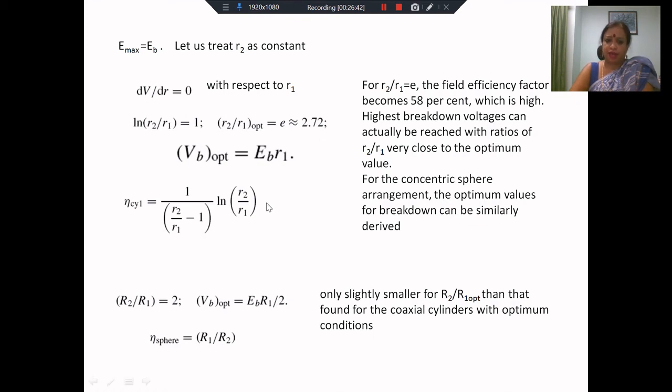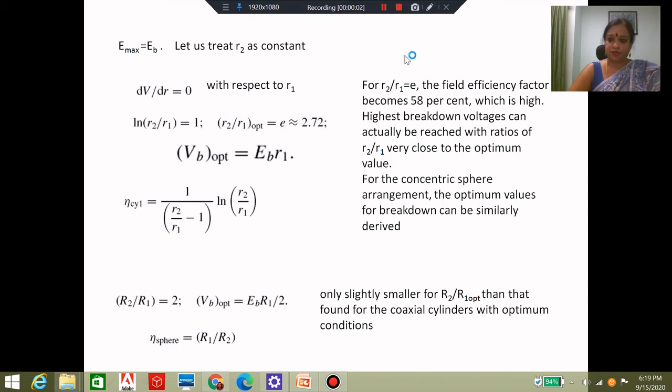Now, even if you cannot design your system such that you have exactly R2 by R1 equal to 2.72, if you can design with ratios very close to this optimum value, you will be able to obtain field efficiency factors which are pretty close to 58%, which is an acceptable value. So this gives you a thumb rule of how to design the cylindrical part of your gas insulated line such that you are able to transmit considerably high voltages without stressing the insulation to any dangerous limits.